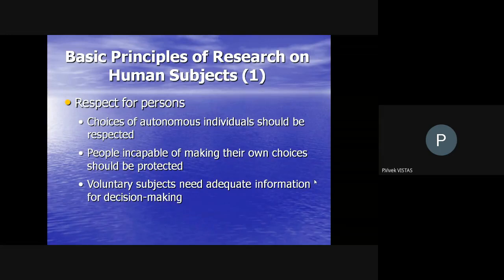Voluntary subjects need adequate information for decision making. So ஒரு trial பண்ணிருக்கோம், we have got some result, then proceeding into the next trial, they need to get approval from the volunteer candidates. So it is most needed. These categories come under respect for the persons.